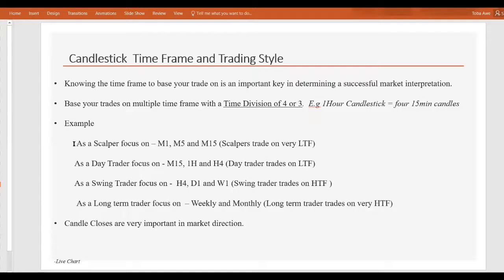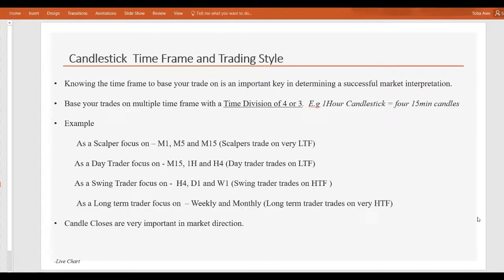We'll see that. Now we need to know who a scalper is, who a day trader is, who a swing trader is, and who a long-term trader or investor is. You might fall within this group. A scalper is someone who executes a lot of trades in a day. They trade on the 1 minute, 5 minutes, and at most 15 minutes time frame. So a scalper trades on a very low time frame. A day trader focuses on 15 minutes, 1 hour, and at most 4-hour candlestick. A day trader also trades on low time frame.